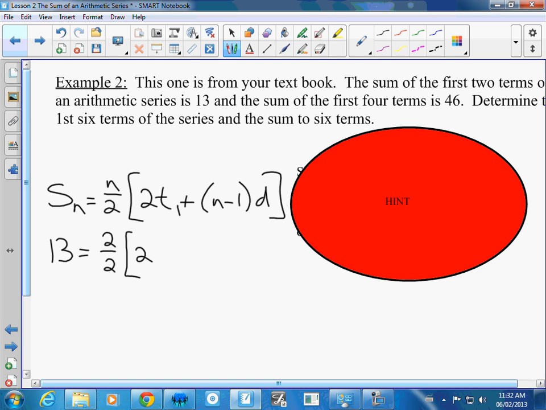Uh-oh. Do we know the first term? No. Oh, that's sad. Do we know n? What is it again? 2. Oh, hey, that's cool. I can put that in. Do we know d? Ooh, sad. Okay, so we know some of it, though.